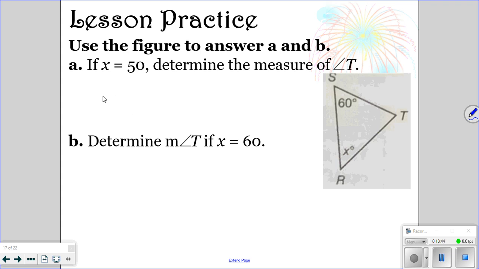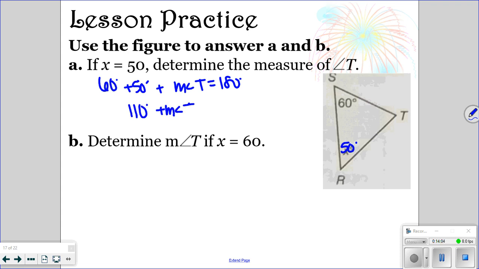So it tells us that x equals 50. We want to find the measure of angle t. So we know that 60 plus 50 plus the measure of angle t has to equal 180. So 60 plus 50 is 110 degrees, plus the measure of angle t equals 180. So that means that the measure of angle t is 70 degrees.